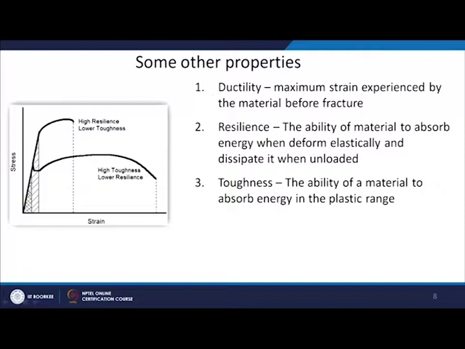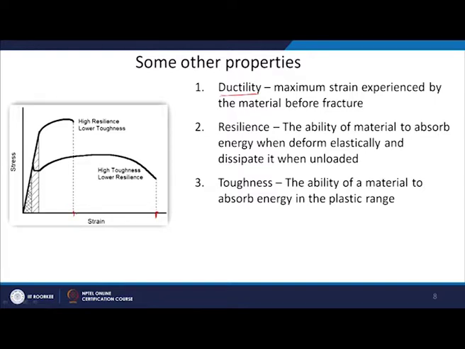Some other properties which you can get from this tensile test, one is called ductility, important for a metallurgical engineer. That tells you what is the maximum strain experienced by the material before fracture. Basically, this is the total strain experienced by the material before fracture, and this is another material, in which case whatever is the maximum strain experienced by the material before fracture.